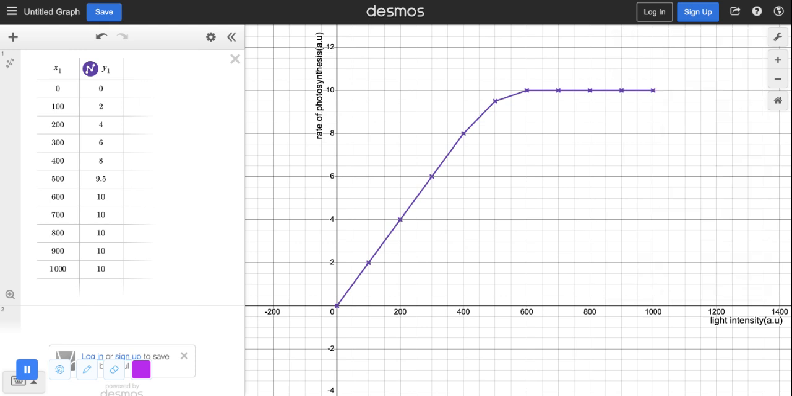Then what I'm going to do is take a screenshot of all of it. And that's it.